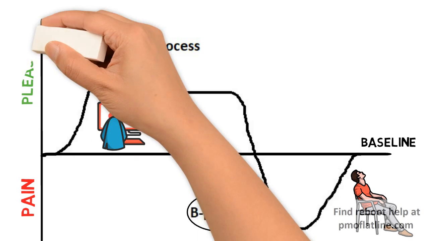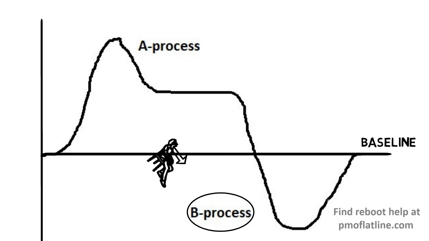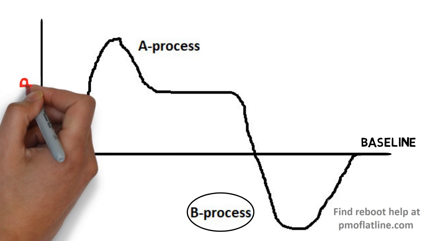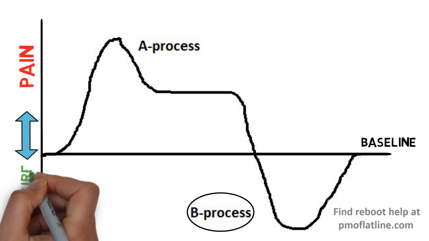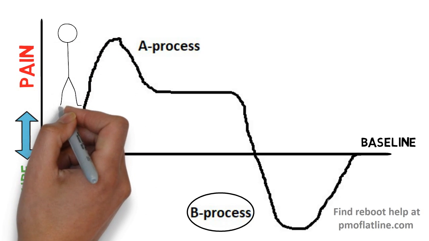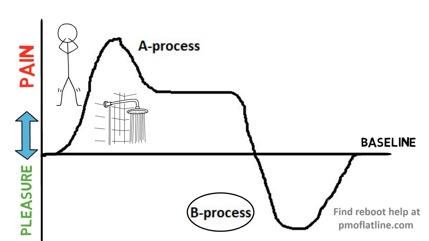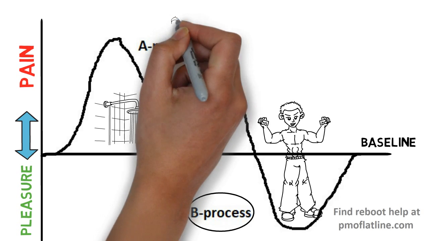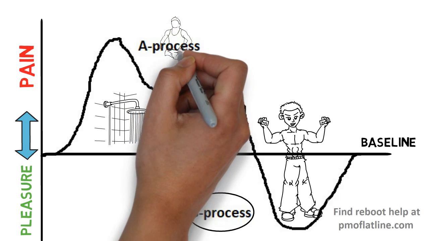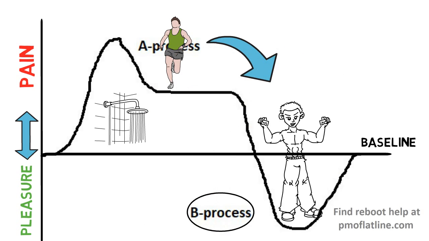But here's the deal. What happens if you then make that counter process work on a painful stimulus, like a cold shower? So we flip it around and put the pain here and the pleasure down here. Well, then you'll feel very uncomfortable in the moment here during your cold shower. But after you're done, the B process kicks in and you'll start feeling really good. So now it's the opposite. And of course, the same thing happens with physical exercise as well. It's painful while you're running, but after you're done, you feel great.